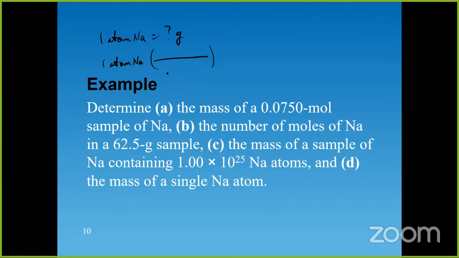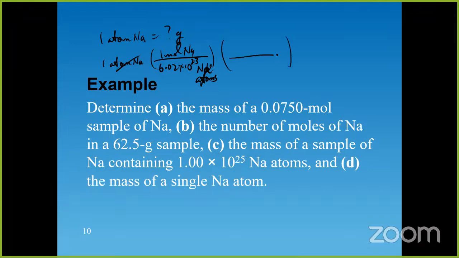What would be the first conversion factor you would use? Okay, Avogadro's number. So 1 mole of sodium over 6.02 times 10 to the 23. Very good. Of sodium atoms. Na atoms. All right. So this goes with that, right?